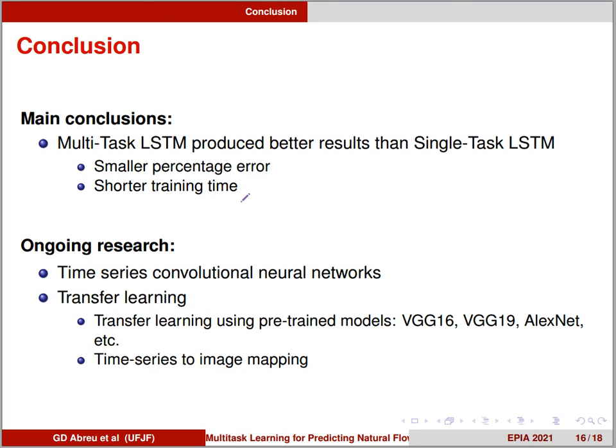And our ongoing research now is using time series convolutional neural networks, and also transfer learning from pre-trained models such as VGG16, VGG19 and AlexNet neural networks. And the big issue or the challenge now is to produce a time series to image mapping.